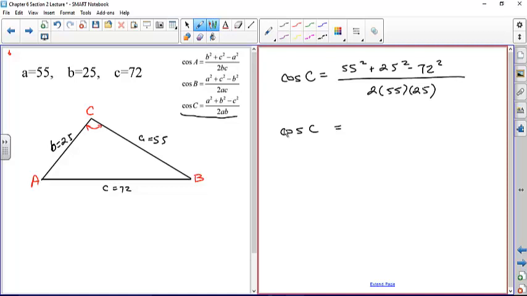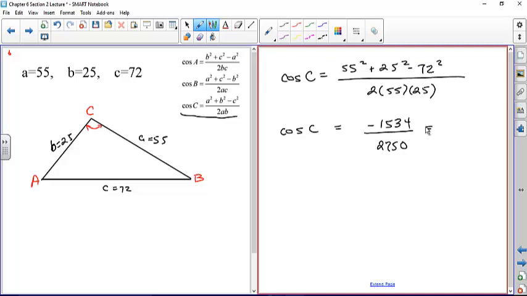Now that I've seen that direction, I will notice what will happen is, because this side is long enough, its square becomes large enough to make the whole thing negative. If you end up with the cosine being negative, that means you're in the second quadrant, or that your angle is going to be greater than 90 degrees. So I think that's why you want to do this one first.